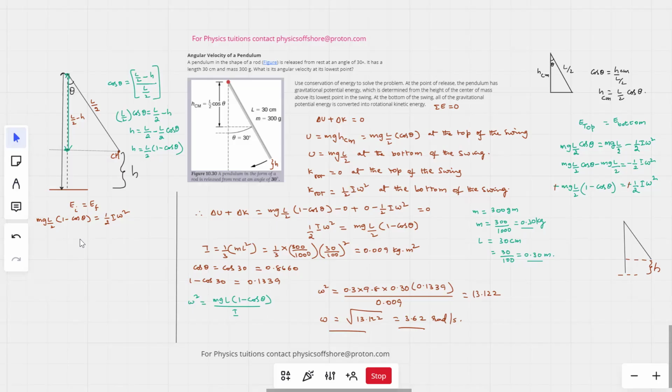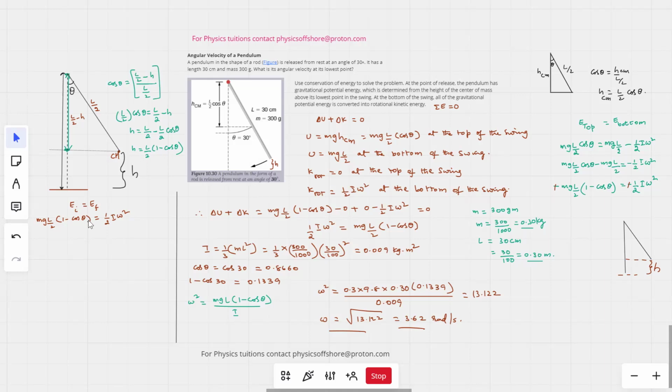Now, E initial is equal to E final. E initial is gravitational potential energy, which is mgh. So instead of h, I am writing L by 2 times 1 minus cos theta in the equation mgh, and that is equal to half I omega square. Again, I is equal to 1/3 mL square. Substituting the values, we get omega is equal to square root of 13.122, or omega is equal to 3.62 radians per second.